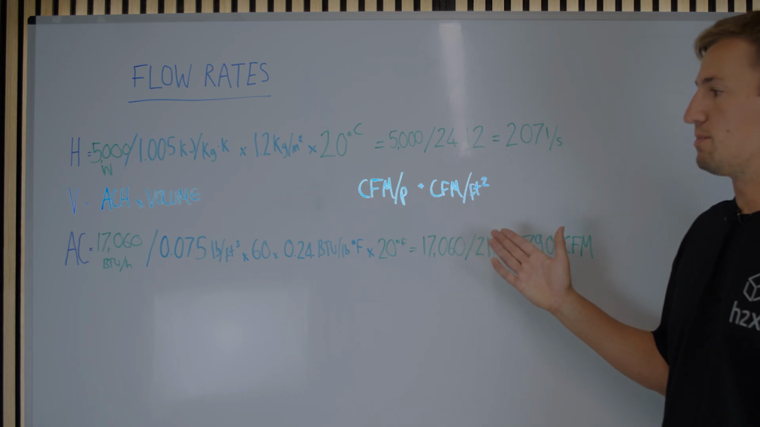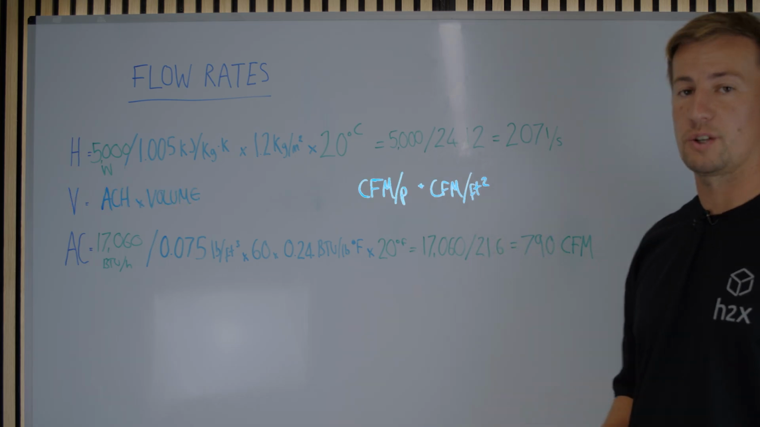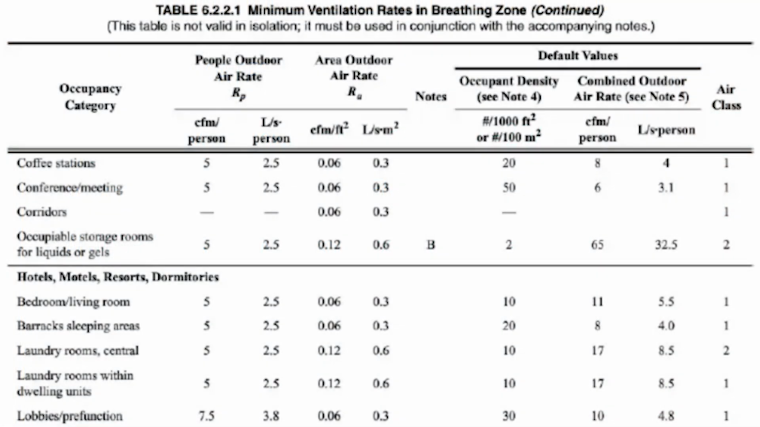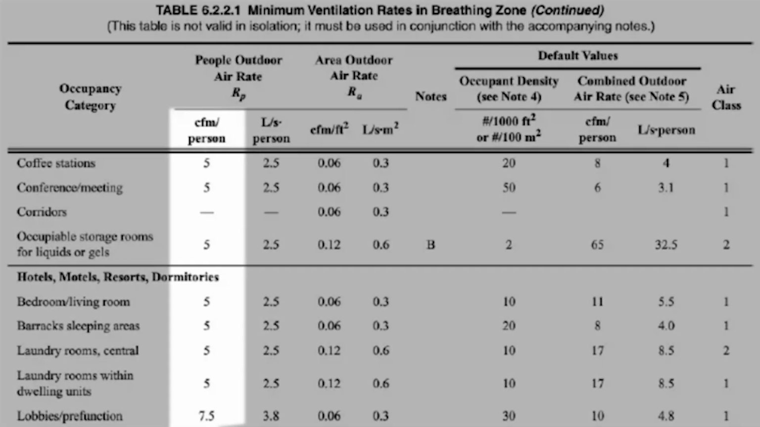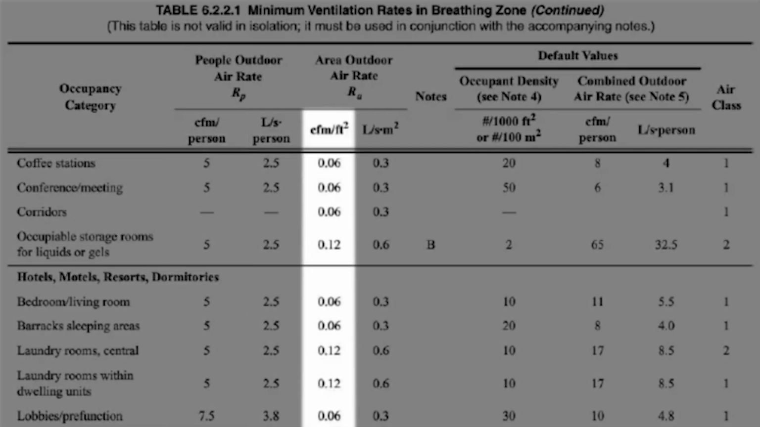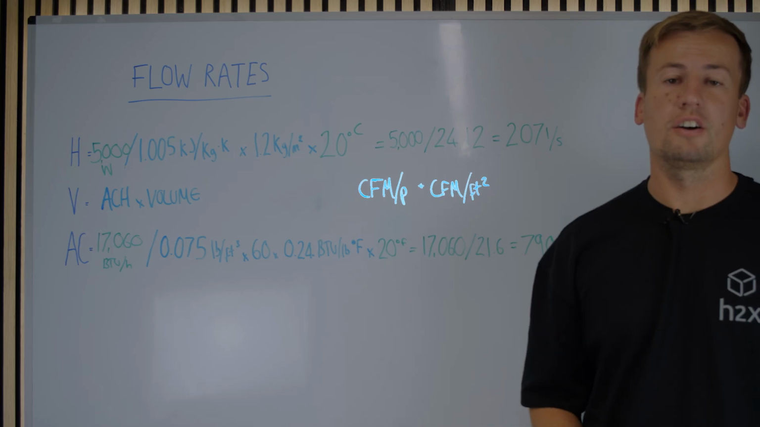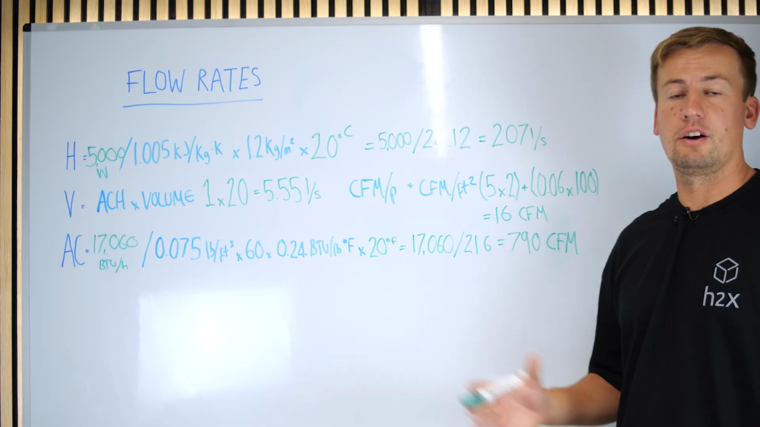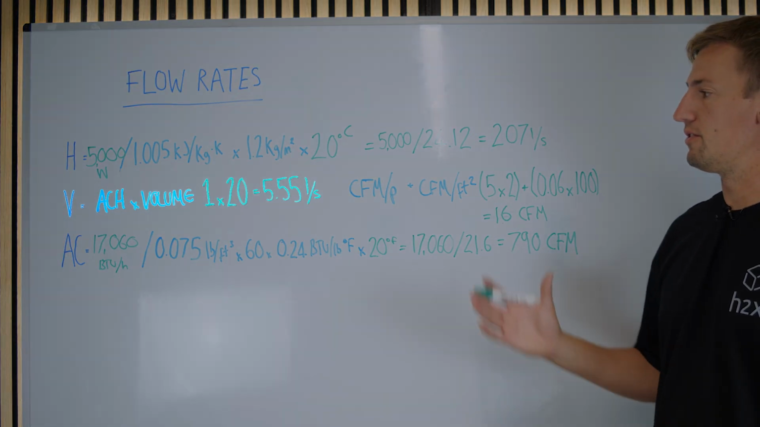The second way, which is more common in ASHRAE, is where you look at 2 separate things. You look at the density of people in the room, and you get given a CFM per person, and you also look at the CFM per feet squared, which is the area of the room. I've added a couple of calculation examples to ventilation now.